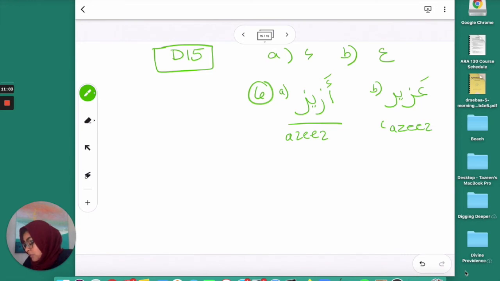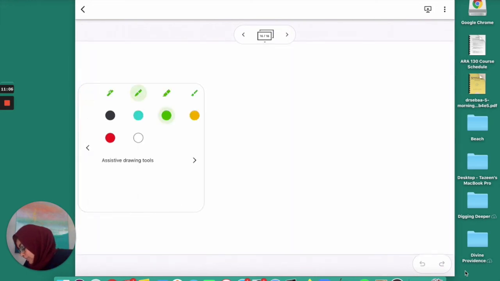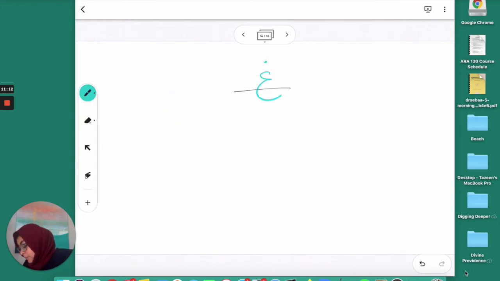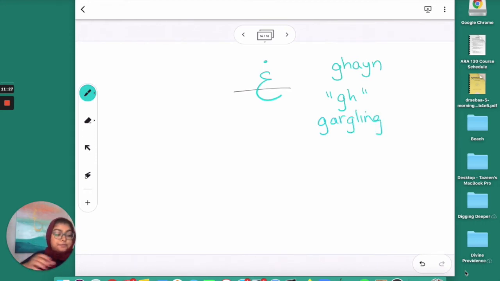Now let's go ahead and do the last letter. And it is, of course, the same exact shape that we have as the ayn, but it has a dot, and this is the letter ghain. Ghain, that's its name, and the sound it makes is the gh sound. And this is the sound of gargling. So if you were to drink some water and gargle, that's the sound of this. So it's a gargling G sound. It's not just a regular G sound, it's a gargling G sound.